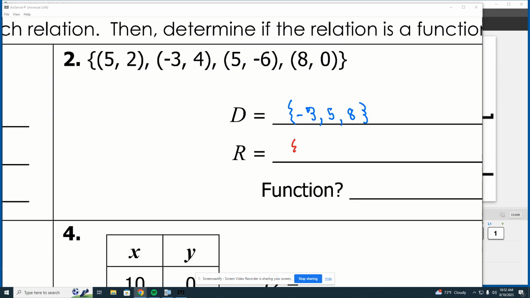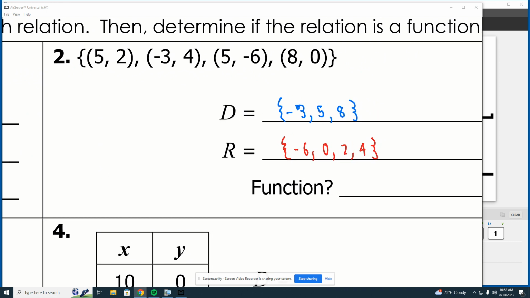And then how about my range? -6, 0, 2, and 4. And again, if you didn't put them in order like me and Vaughn here, that's fine. As long as those are your 4 numbers that you have written down, that's what I care about.